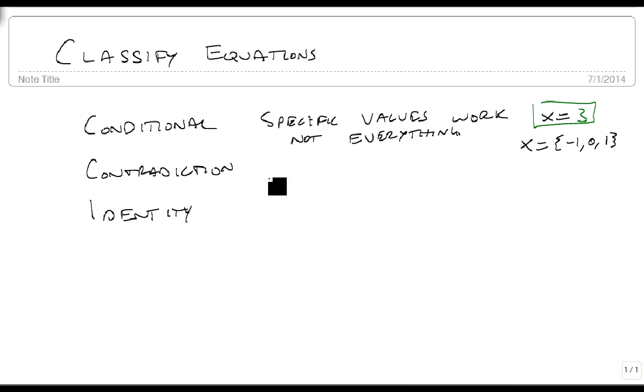A contradiction is an equation where nothing works. No matter what you plug in, it always comes out false, never true. And an identity is the opposite. It's where everything works.